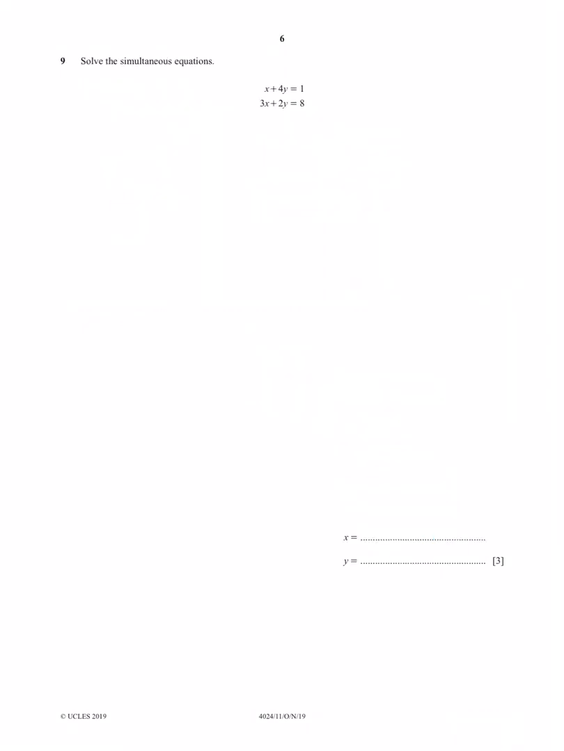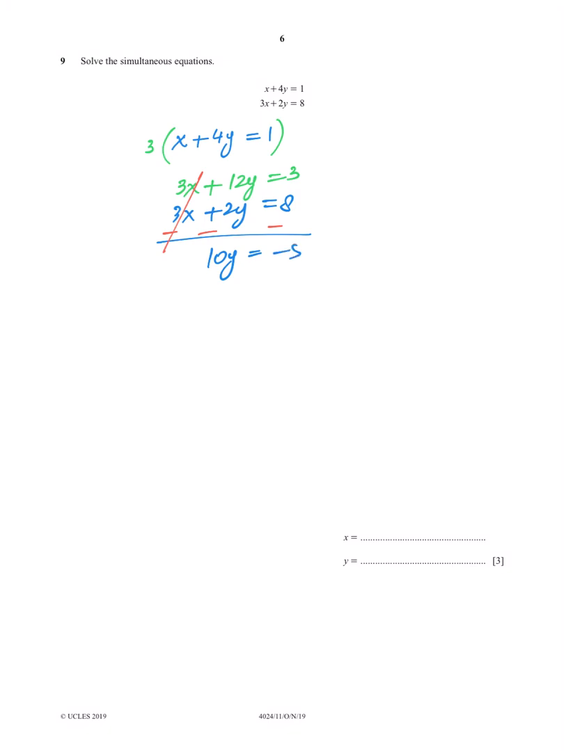Question number 9, solve the simultaneous equations. The first equation we have is x plus 4y equals 1, and the next one is 3x plus 2y equals 8. So what I will do, I will multiply the first equation by 3. Now it will be 3x plus 12y equals 3, and the next equation we have is 3x plus 2y equals 8. Now you can solve it. First we need to change the sign, so it will be minus, minus, minus 3x, 3x cancel. 12 minus 2 will be 10y equals 3 minus 8, which is minus 5. Or you can say that y equals minus 5 divided by 10, so y equals minus 1 upon 2.